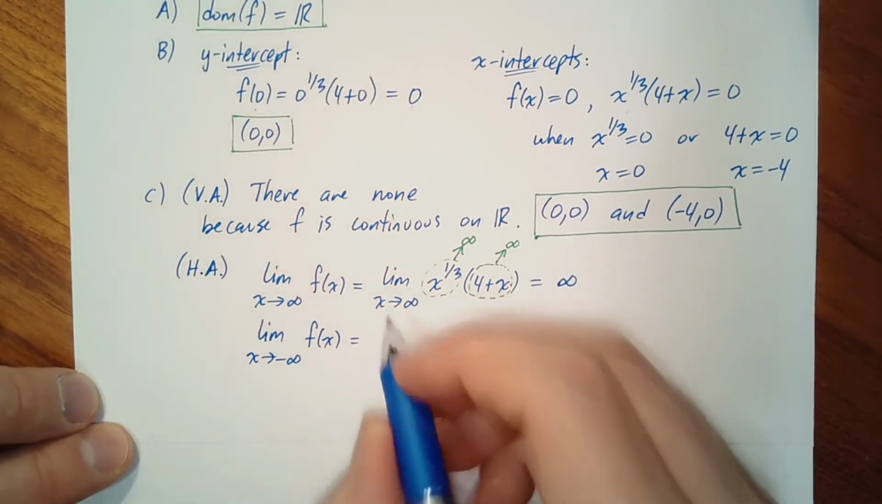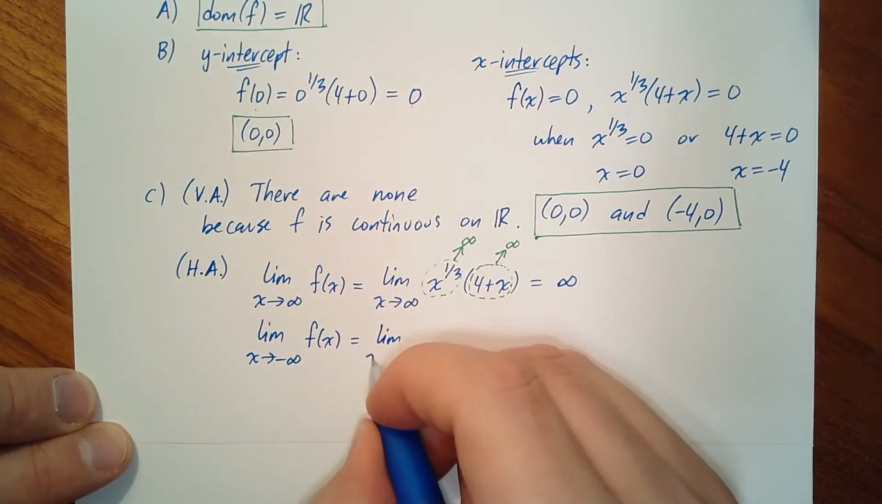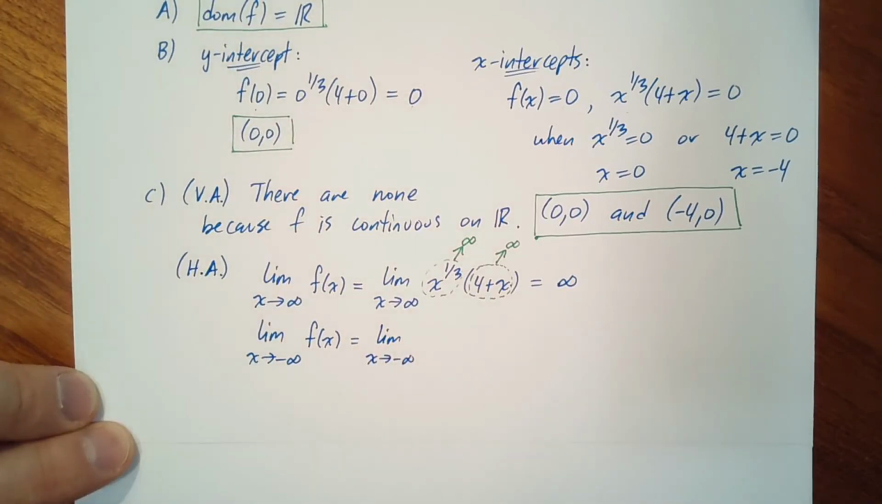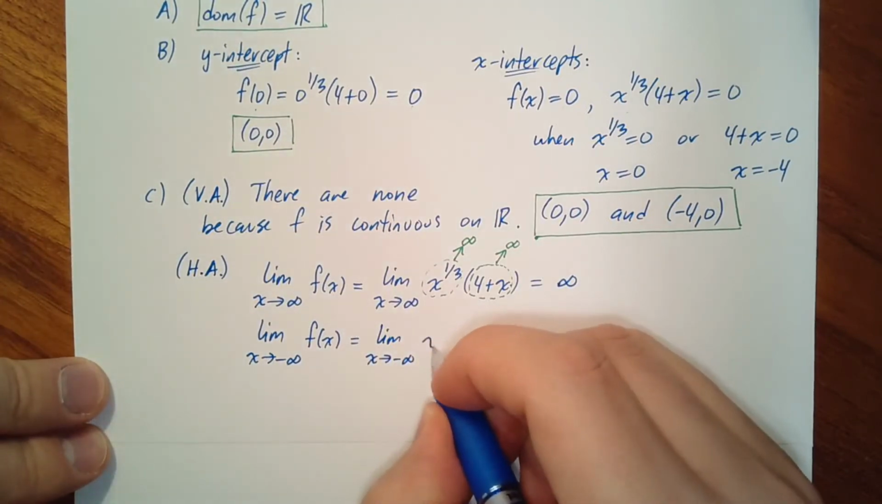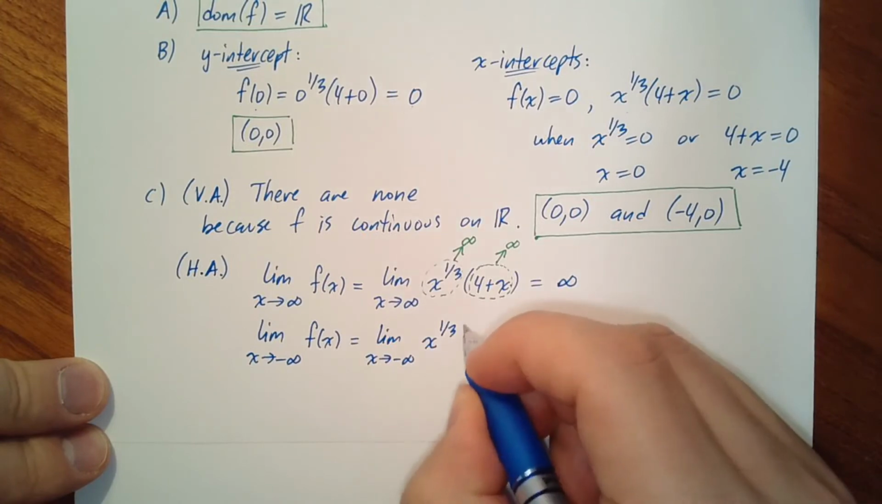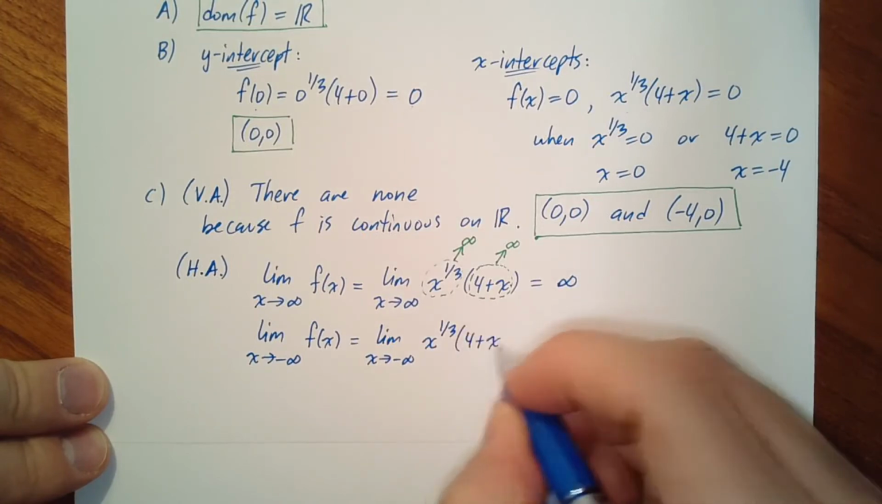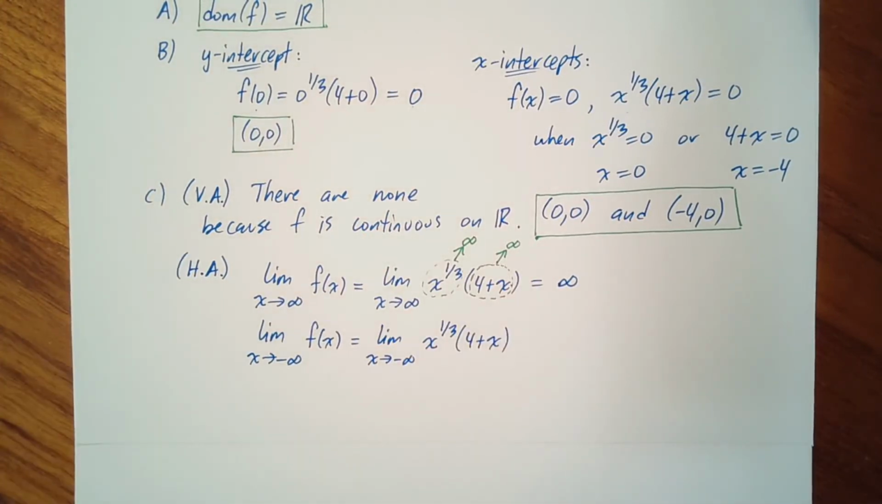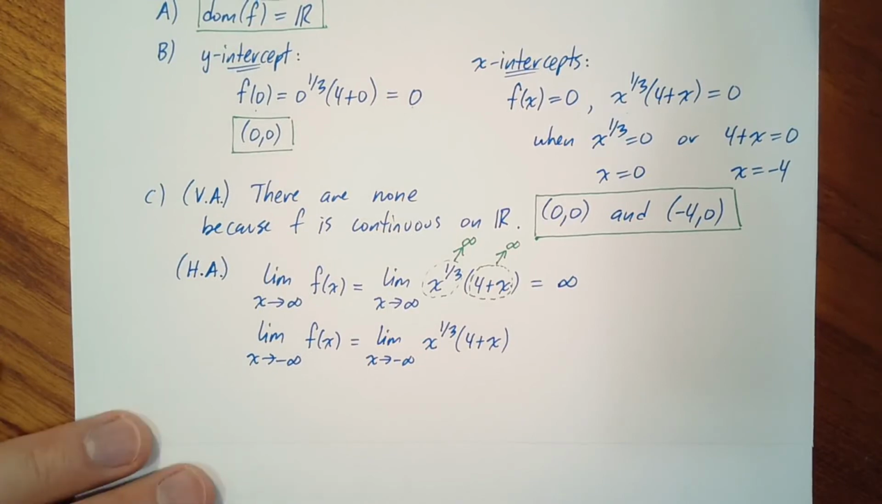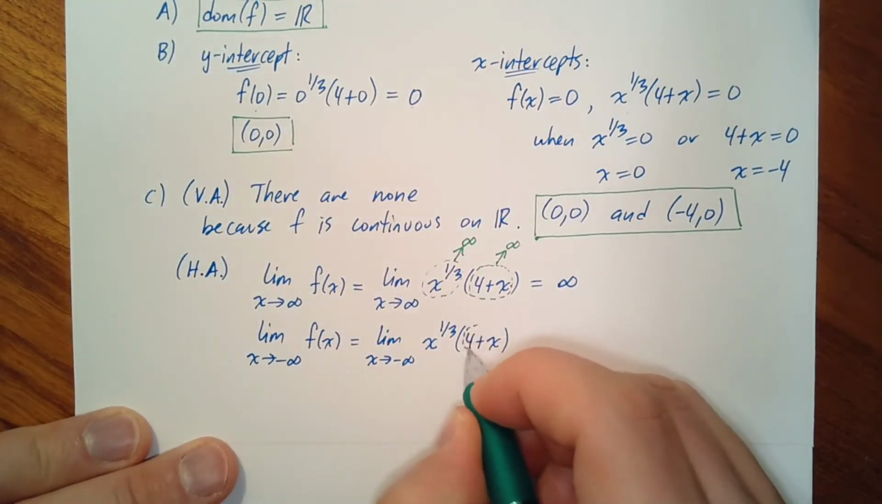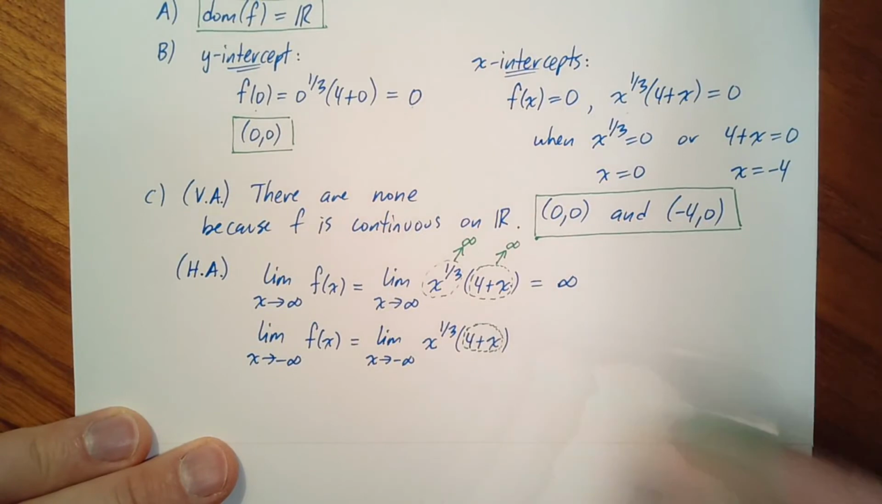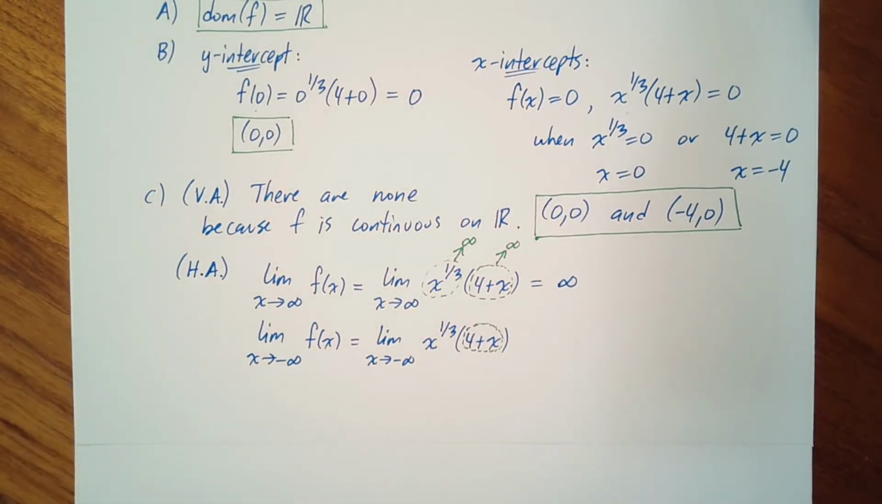So let's do that. We want the limit as x goes to negative infinity of x to the 1/3 times 4 plus x. So let's just ask the same kind of questions. If x is going to negative infinity, what's happening to 4 plus x?